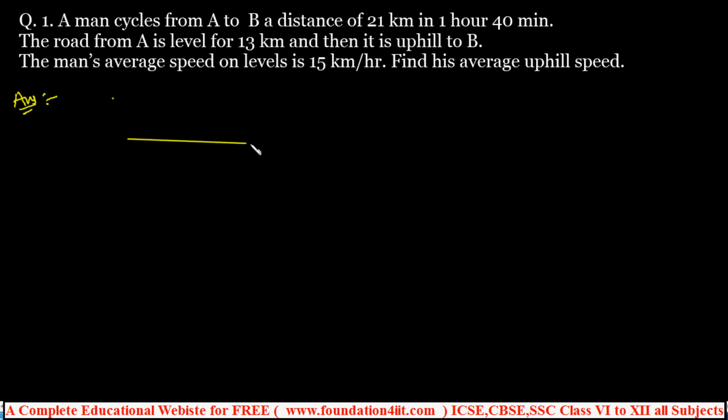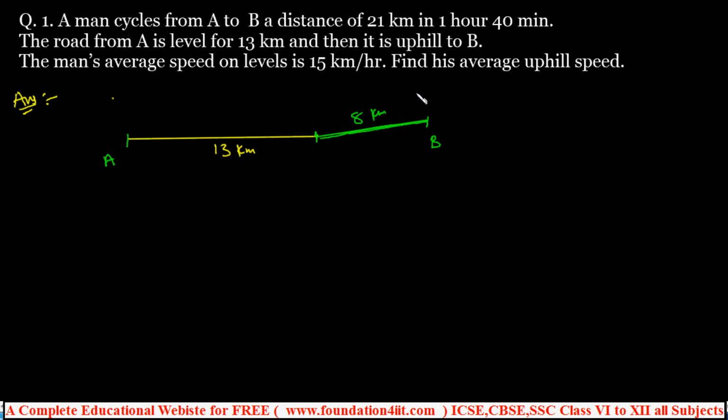So let us see this. This is the level distance, 13 kilometers. And from here a little bit uphill. This is A and B. So entire A to B is 21 kilometers. Up to the level distance is 13 kilometers. Total is 21, so remaining is 21 minus 13, that is 8 kilometers. I draw it a little upwards to show the uphill.